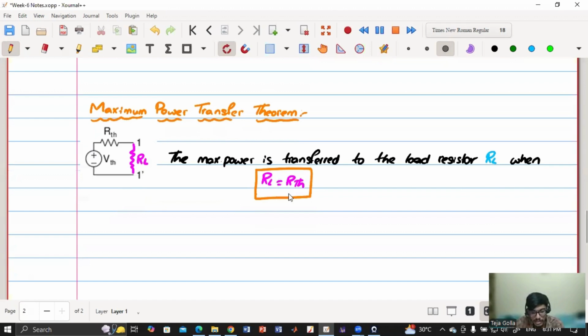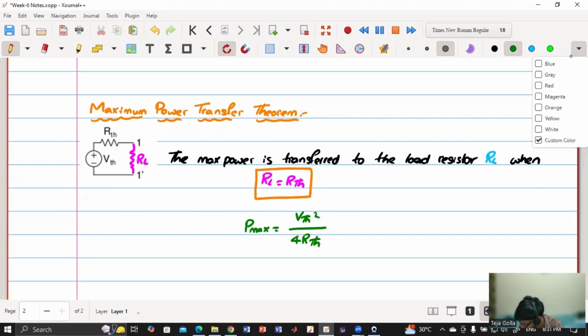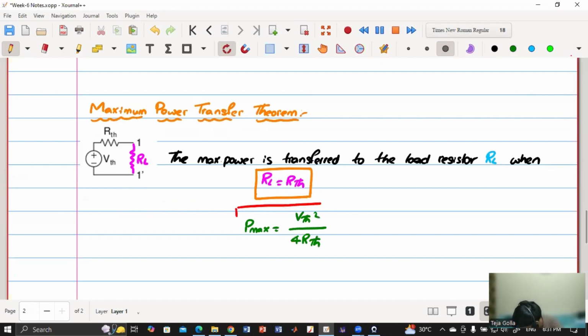Then you will be getting this expression. And the maximum power P that is delivered will be V Thevenin squared by 4 times R Thevenin. So this is what you will get once you calculate it.